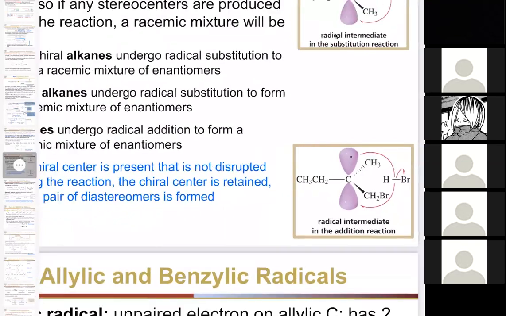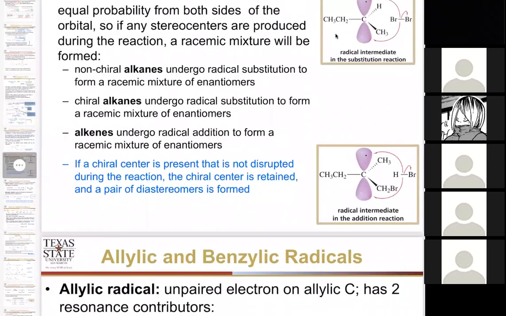Okay, if the chiral center is present but does not go through the radical intermediate, it does not change. It might change R or S because priorities might have changed, but if it's not the center that had the hydrogen abstraction, it's not going to change, okay? So that's an important part. All right, questions on the stereochemistry of radical chemistry? Okay, so a mixture of R and S.